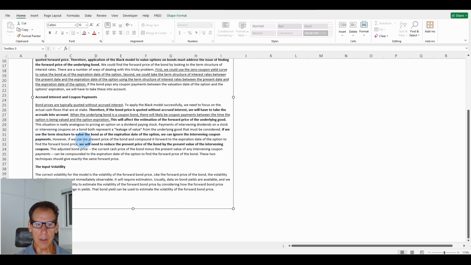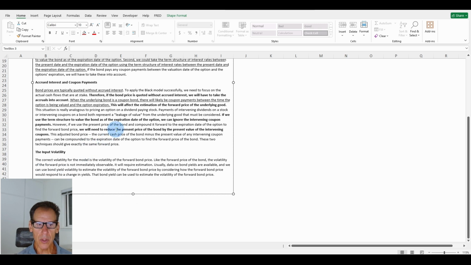However, if we use the present price of the bond and compound it forward to the expiration date of the option to find the forward bond price, we will need to reduce the present price of the bond by the present value of the intervening coupon. This adjusted bond price, the current cash price of the bond minus the present value of any intervening coupon payments, can be compounded to the expiration date of the option to find the forward price of the bond. These two techniques should give exactly the same price.